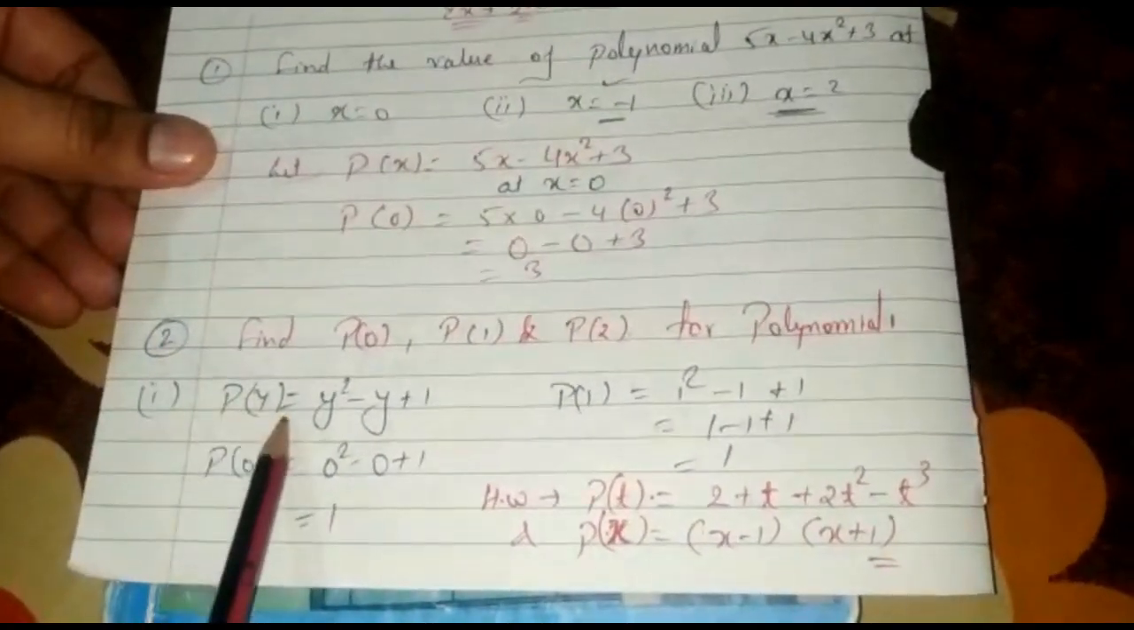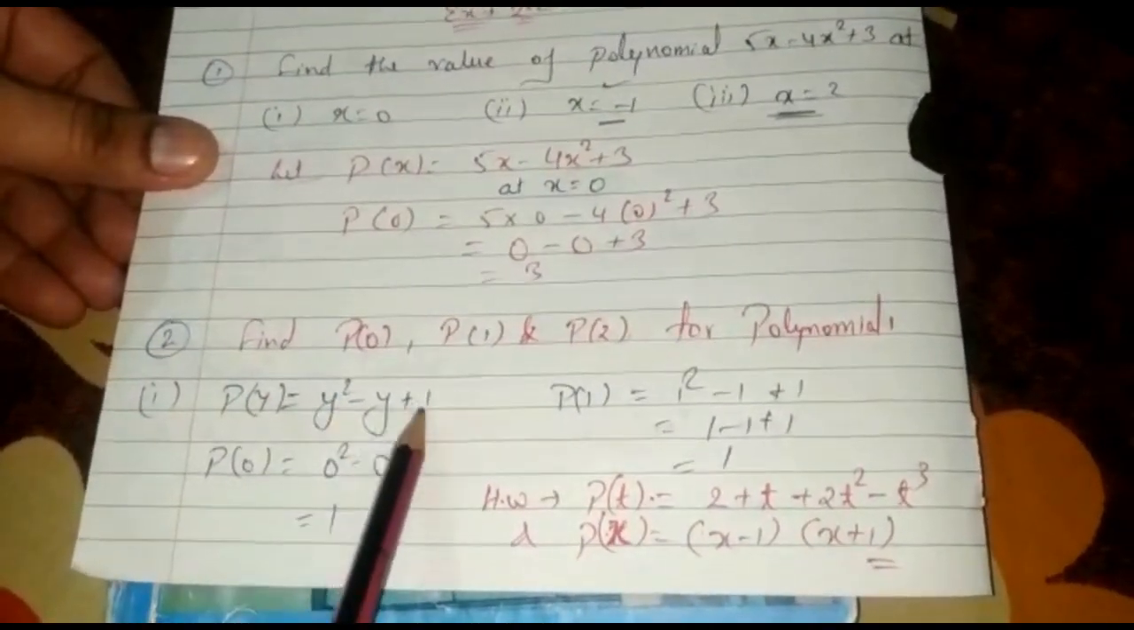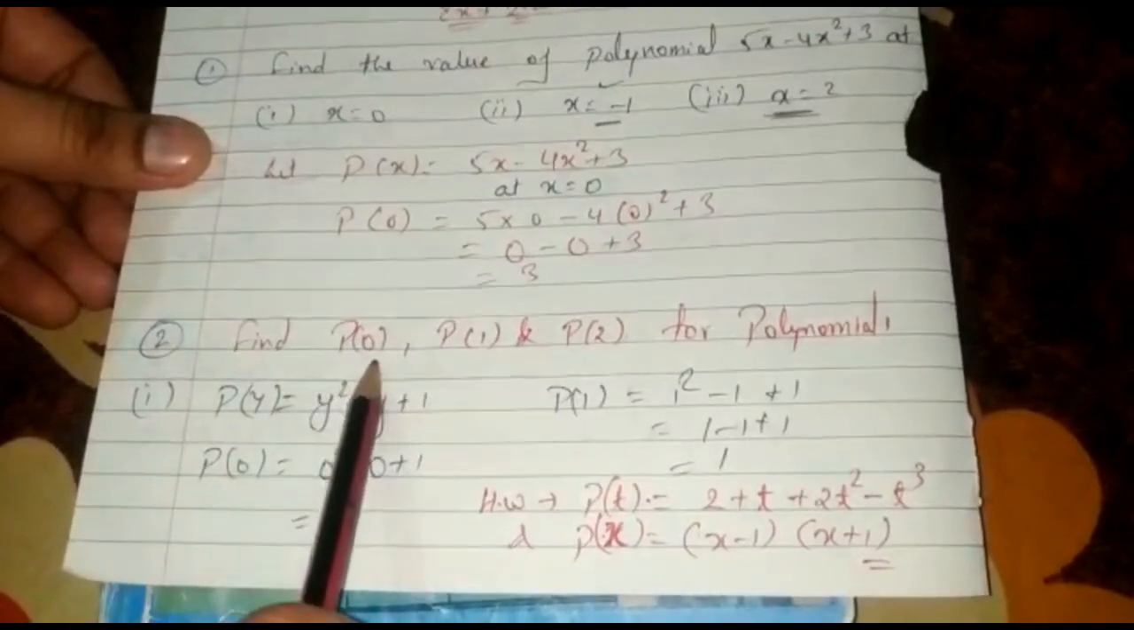Let the first polynomial p(y) be equal to y square minus y plus 1. We have to find out p of 0.